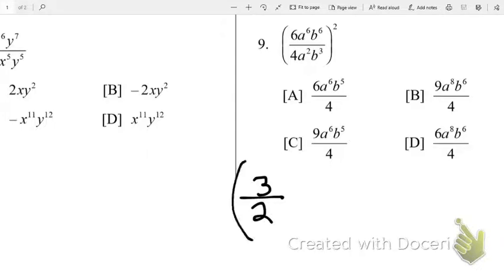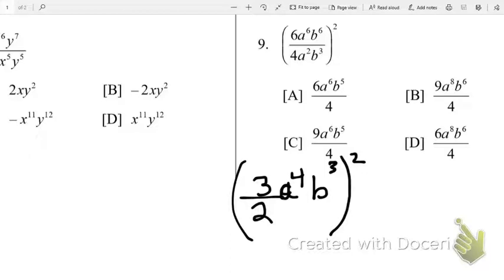I would then take the a's and subtract the powers. You get a to the power of 4. I would then take the b's, subtract their powers. You then get b to the power of 3. And then go back and put that little power of 2 back into the problem. So now it's 3a to the power of 4, b to the power of 3, all over 2. And the whole thing has a little power of 2.